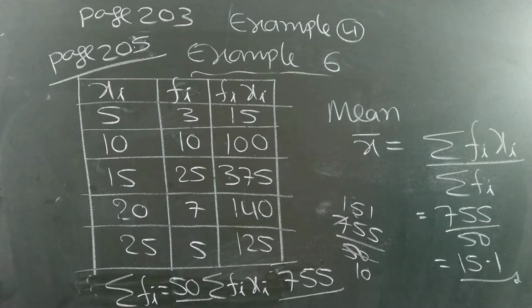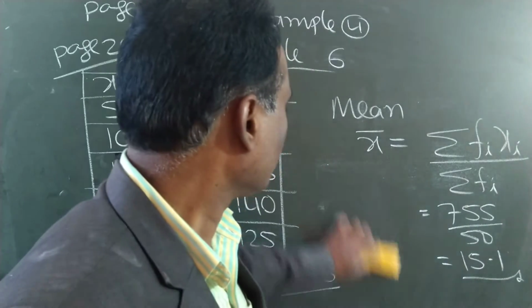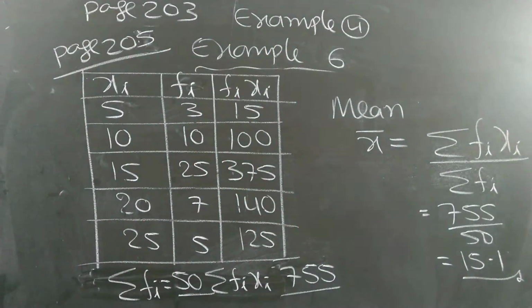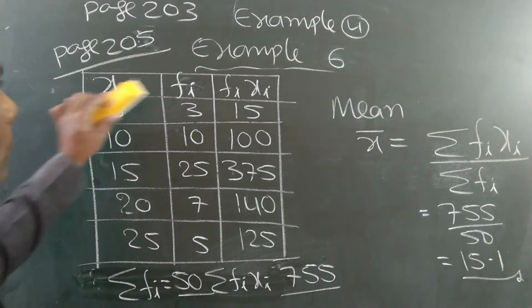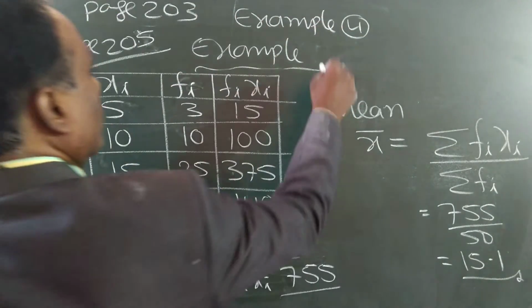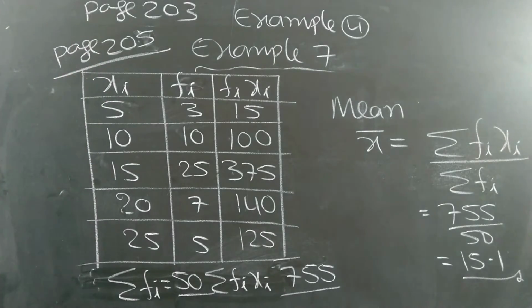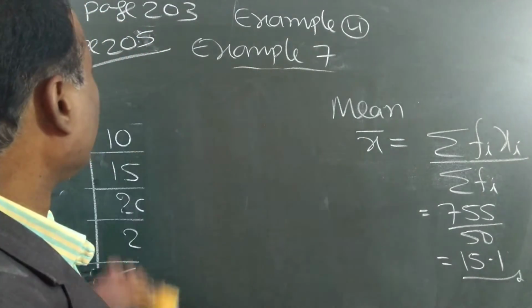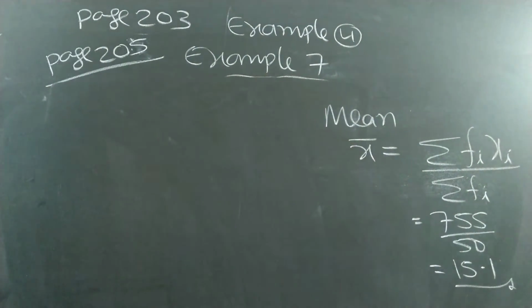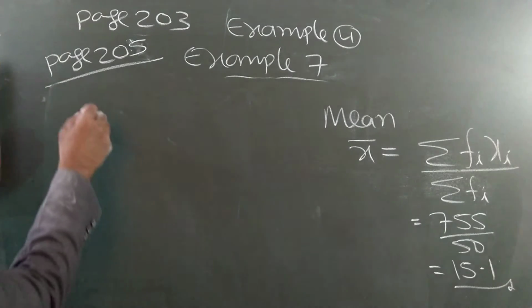Students, write Example 7 and try to do it. Example 7 is a little difficult. The same table is given.